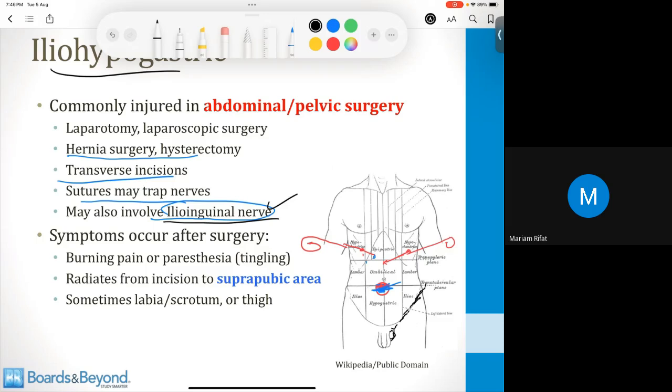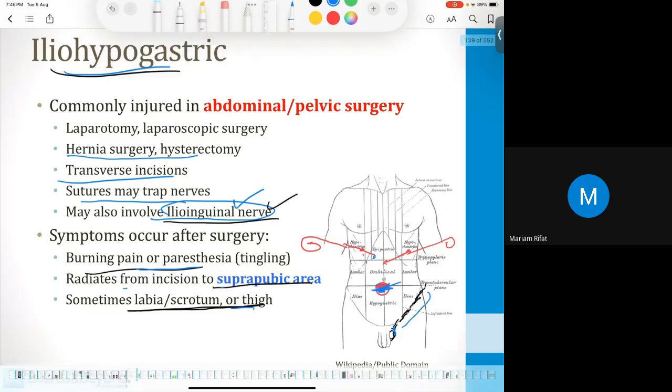The symptoms an individual experiences after any impingement or problem with the iliohypogastric nerve are burning pain and paresthesia, tingling, in the region it supplies, that is the suprapubic area, sometimes the labia and the scrotum, or the thigh as well. If the ilioinguinal is involved with the iliohypogastric, we can have tingling sensation and paresthesia near the labia and scrotum, in male or female, and the thigh, because the ilioinguinal supplies these areas. That's basically the sensory supply.